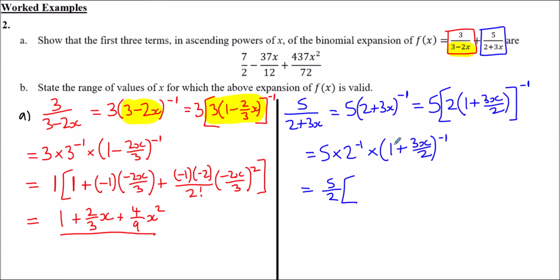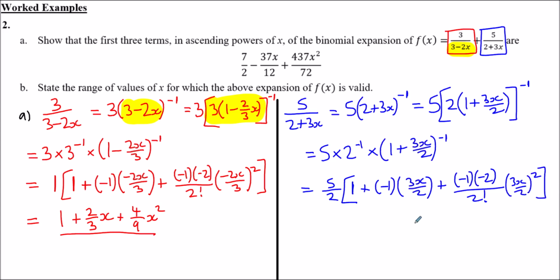So first of all, the first term is just going to be 1, plus this power here multiplied by this term, so it's going to be minus 1 times 3x over 2. And the next term, minus 1, minus another 1, minus 2, all over 2 factorial, multiplied by 3x over 2, all squared. So that's going to give us 5 over 2.